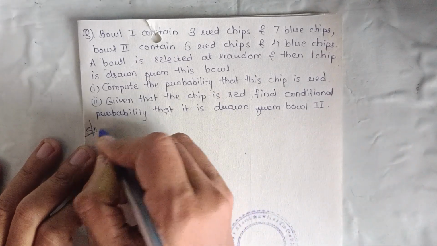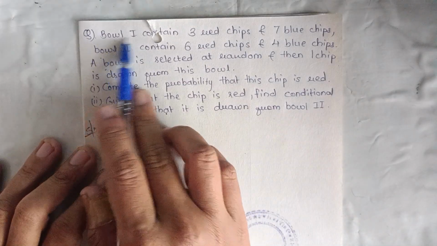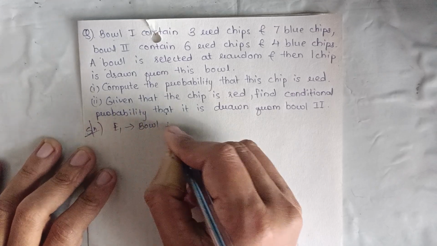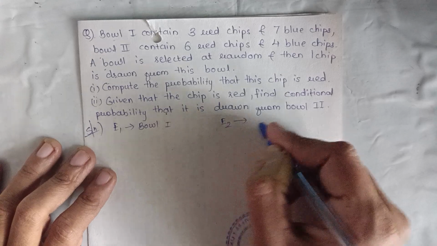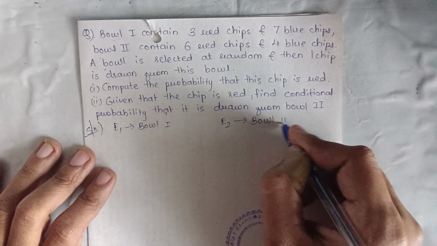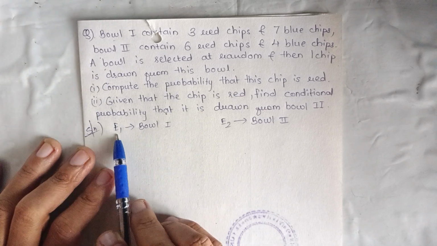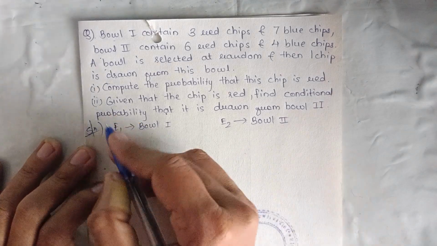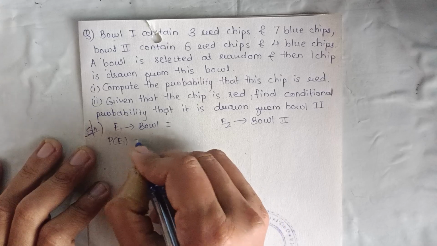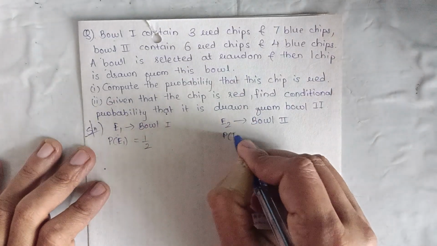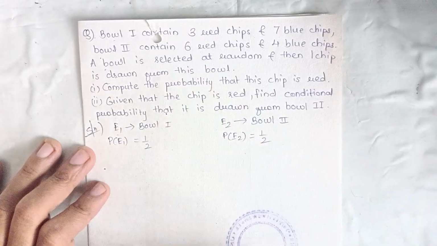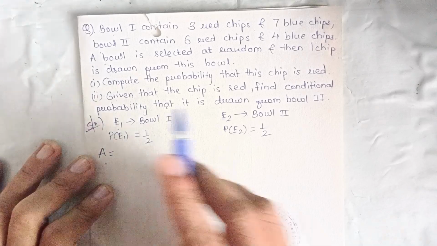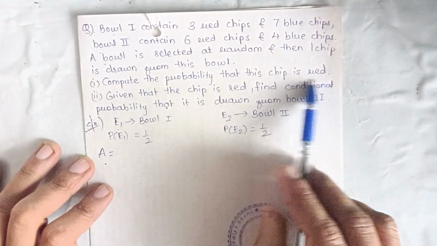So first you have to write down the events. Event 1 is bowl 1, and event 2 is bowl 2. So what is the probability of choosing this bowl? Two bowls are there, so choosing one of them, P of E1 will be half, and P of E2 will also be half. Now let's write down what our event A is. Event A is choosing a red chip.